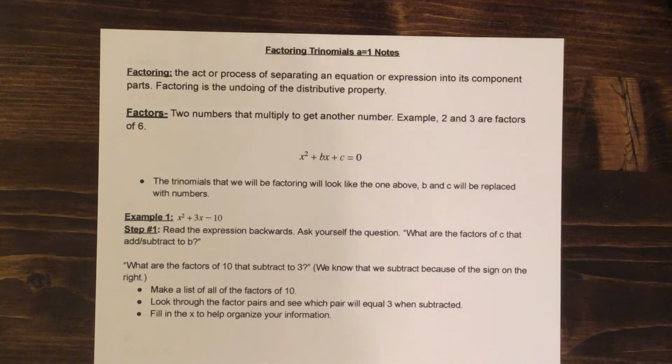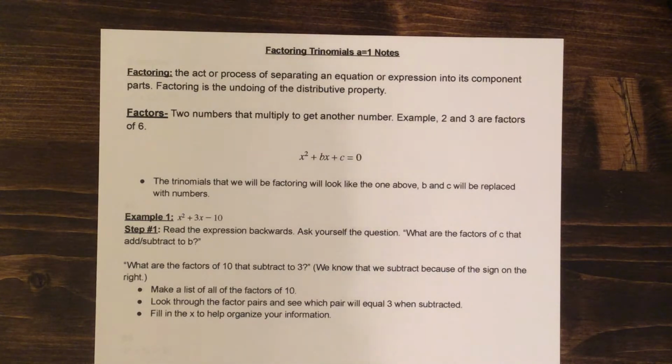So essentially what we're doing is undoing the distributive property. So the opposite of this distributive property. Factors are two numbers that multiply to get another number. So an example is 2 and 3 are factors of 6. If I do 2 times 3, that gives me 6.